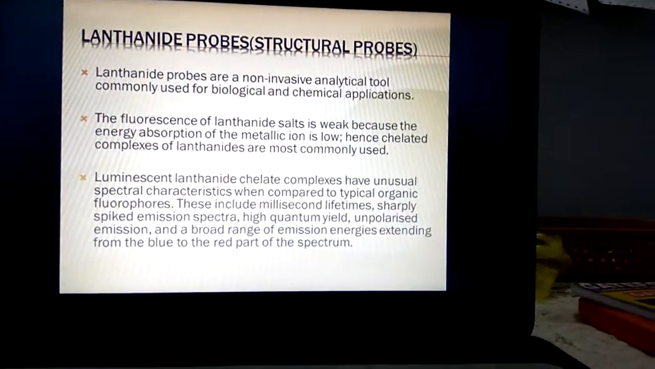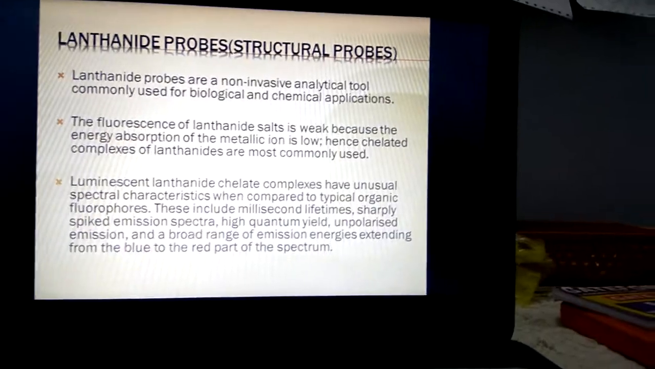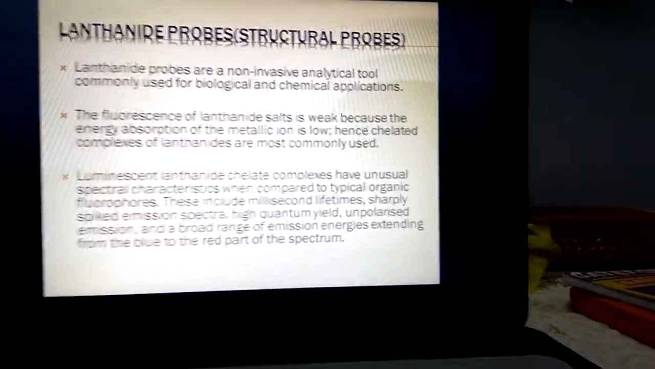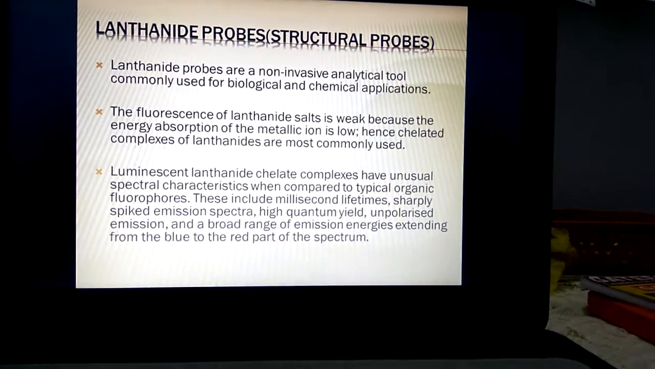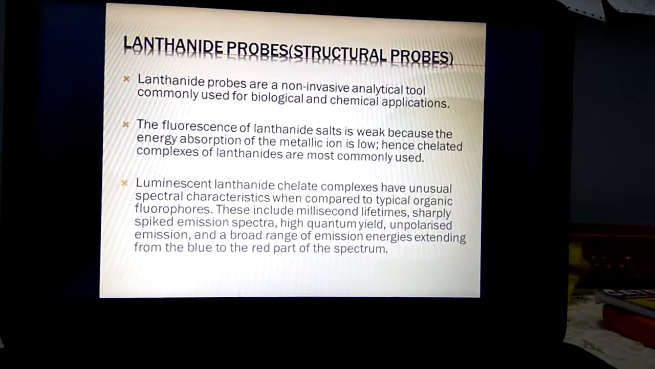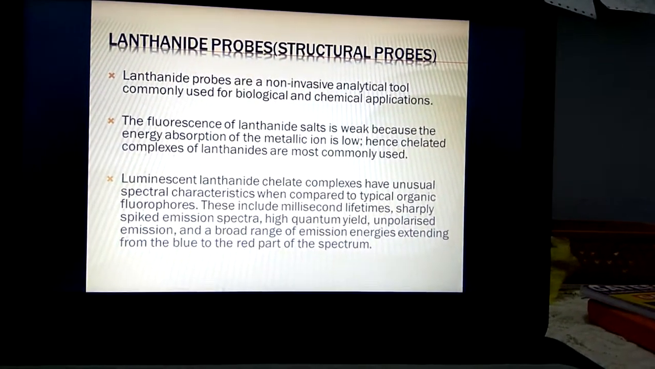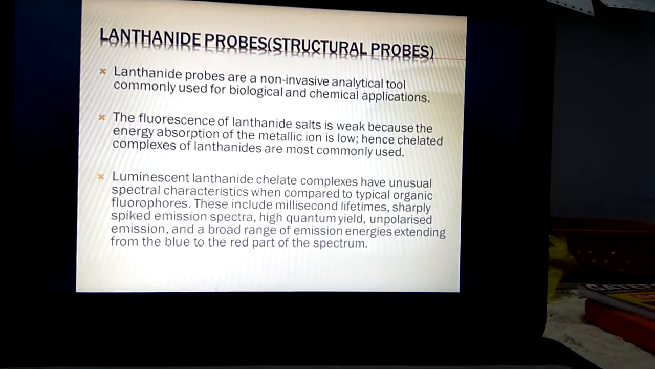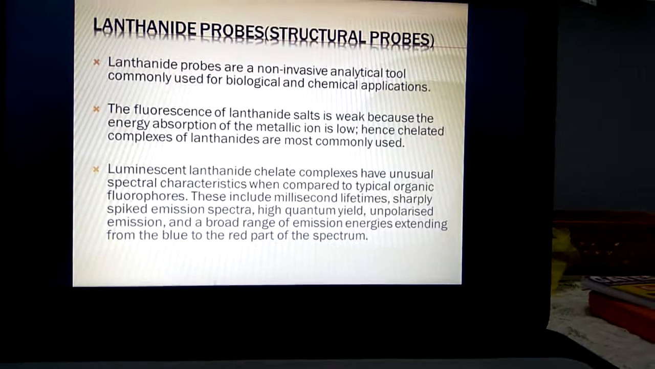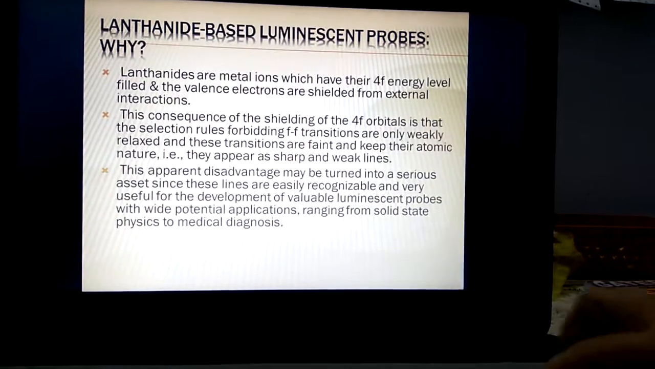Now, what are lanthanide probes? They are also known as structural probes. They are non-invasive, that is not harmful, analytical tools used for biological and chemical applications. The fluorescence of lanthanide salt is weak, so we use chelated complexes of lanthanides. Chelated complexes of lanthanides have unusual spectral characteristic properties like high quantum yield, millisecond lifetime, sharply spiked emission spectra, broad range of emission energies extending from the blue to the red part of the spectrum.